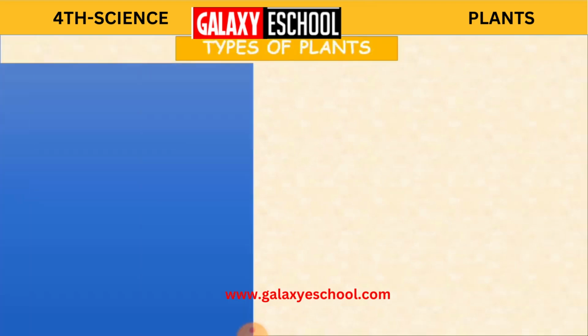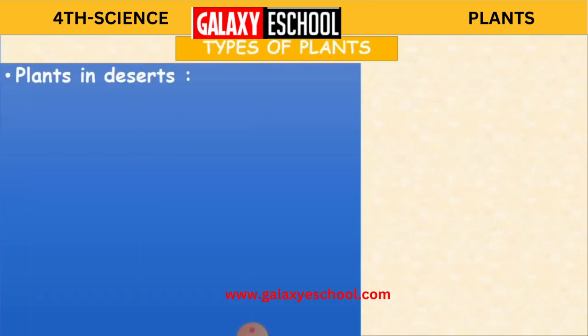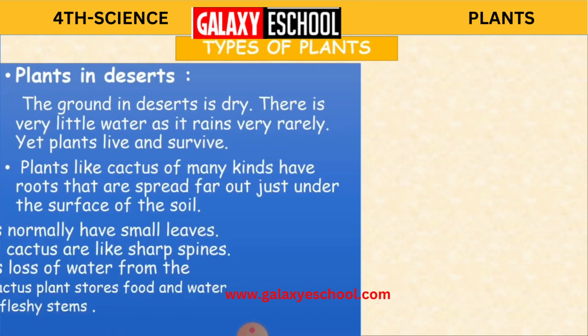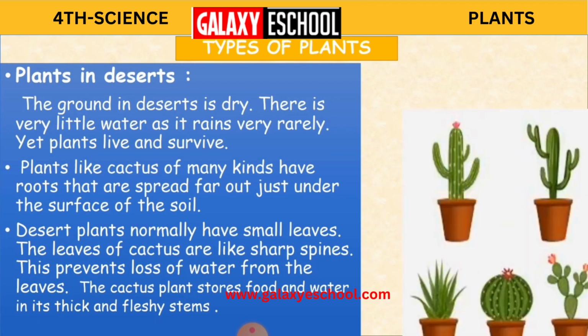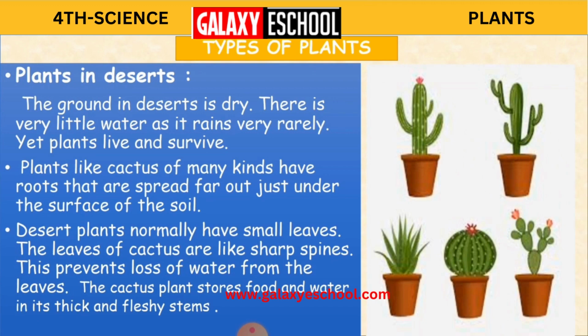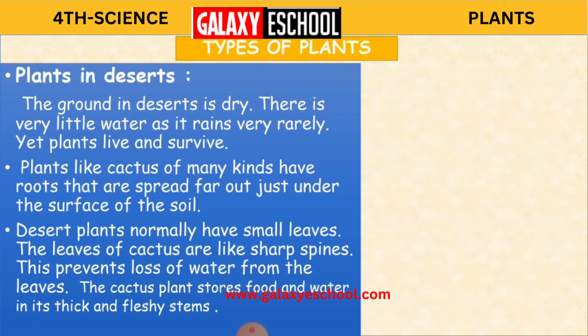We learn some more plants now. So what is that? Plants in deserts. Yes, children, deserts. How is the climate in desert? Yes, so much hot and no rains. Minimum rain. At the most, we don't have rains in desert. So what type of plants do we have in deserts?